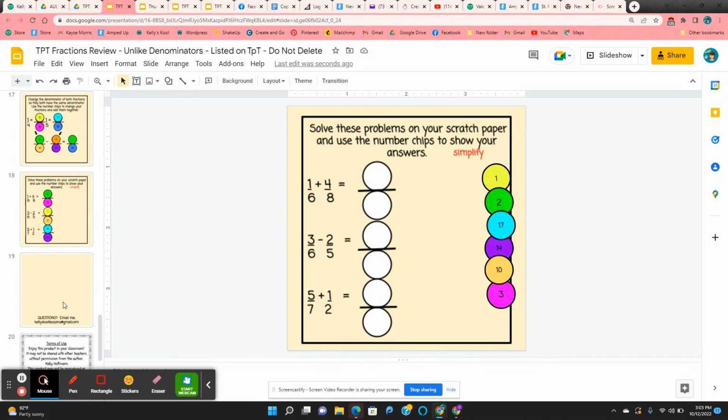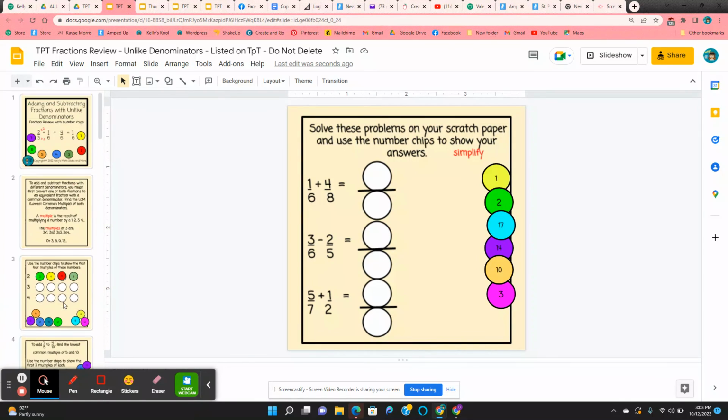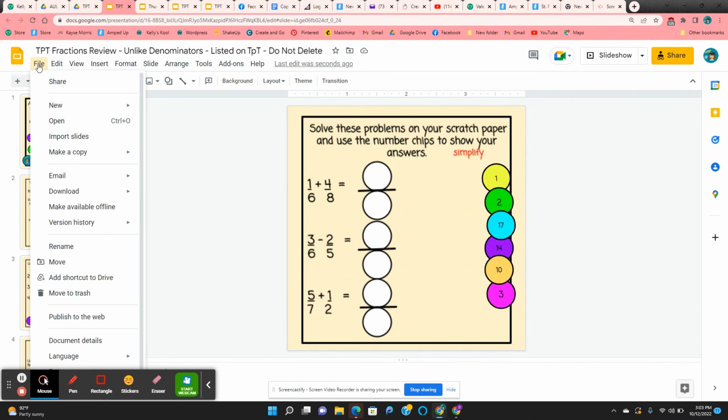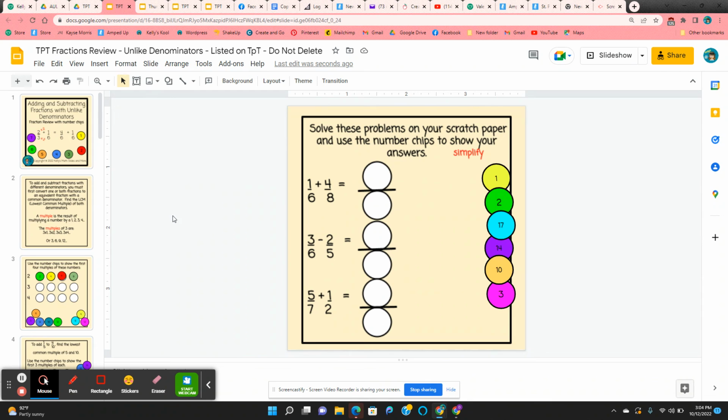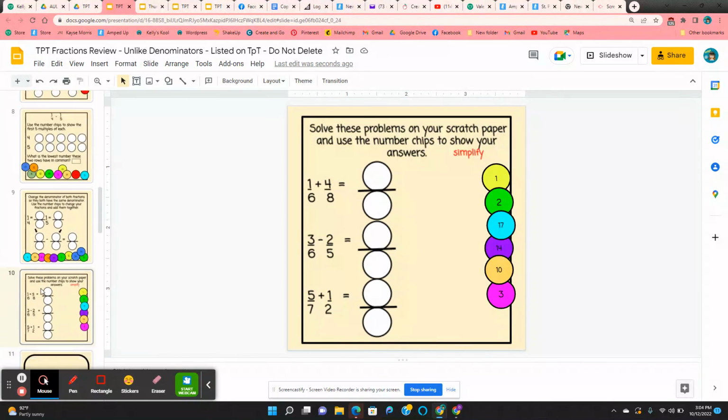All of the completed slides are on here for the teacher. So if you want to make a copy that you can send to the students, just come up here to File, make a copy of the entire presentation, and then just delete all of the completed slides.